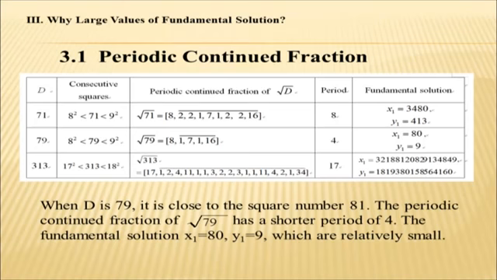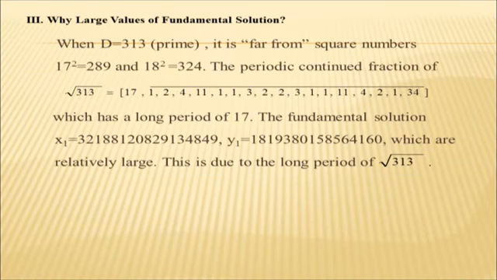it is because 79 is much nearer to one of the square numbers, and the period for the square root of d would be 4, and the fundamental solutions will be much smaller, as shown. And the third case, when d equals 313, we'll find out that the square root of d is a much, much longer continued fraction, can be written as shown, and hence the fundamental solutions will be large. It is due to the long period of the square root of 313.